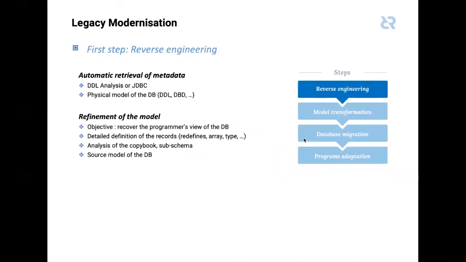So the first step is reverse engineering. There, our technology will automatically retrieve all the metadata using DDL analysis or JDBC. It will as well look at the physical models of the database. And then in the next step, we will refine that model. The objective of that is to recover the programmer's view of the database. So we will look at the detailed definition of the records, the redefines, the arrays, the types, and so on. And we will analyze as well all the copybooks, the subschema, and the source model of the database.